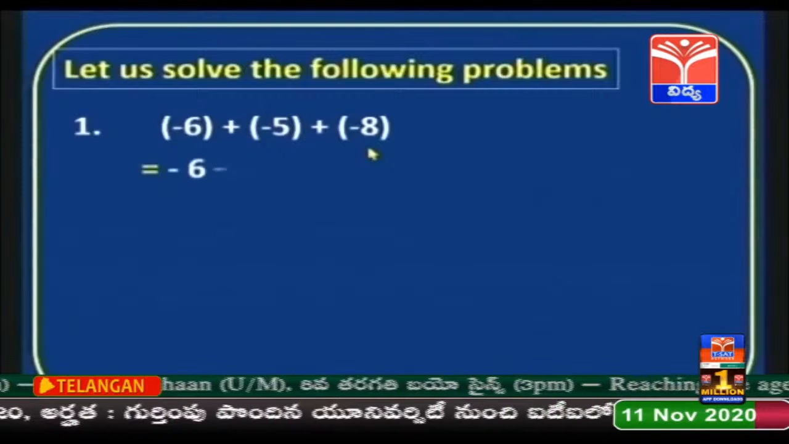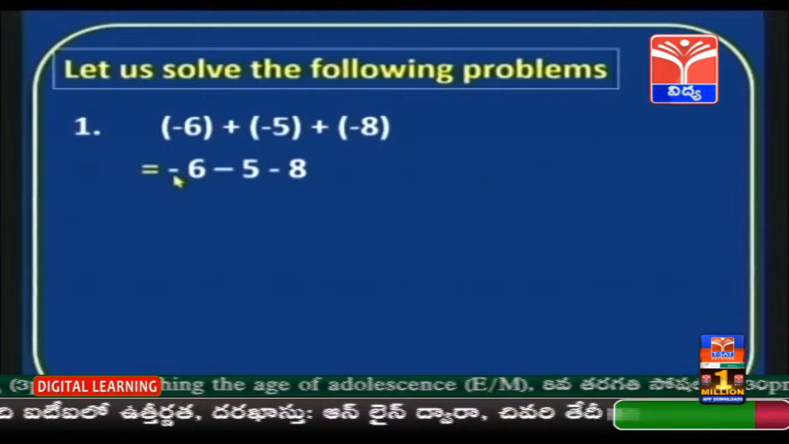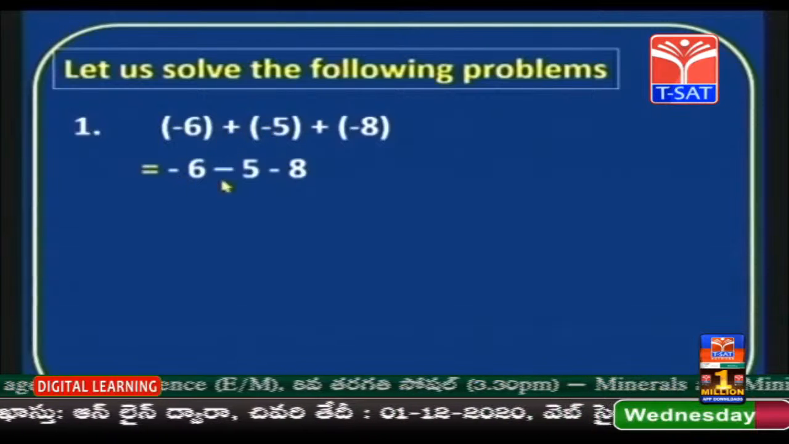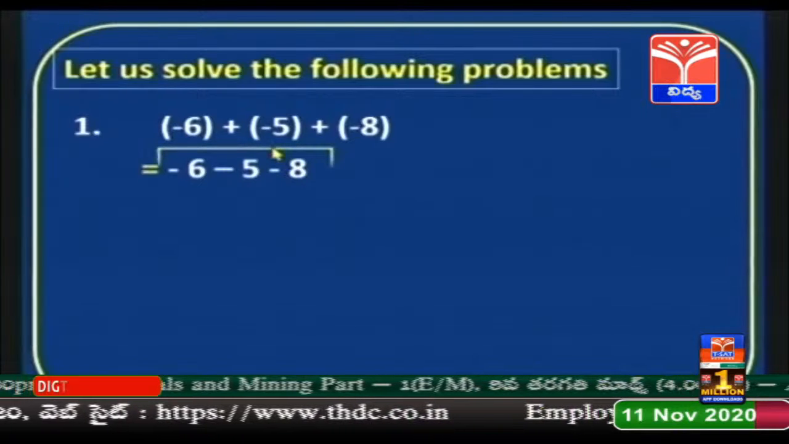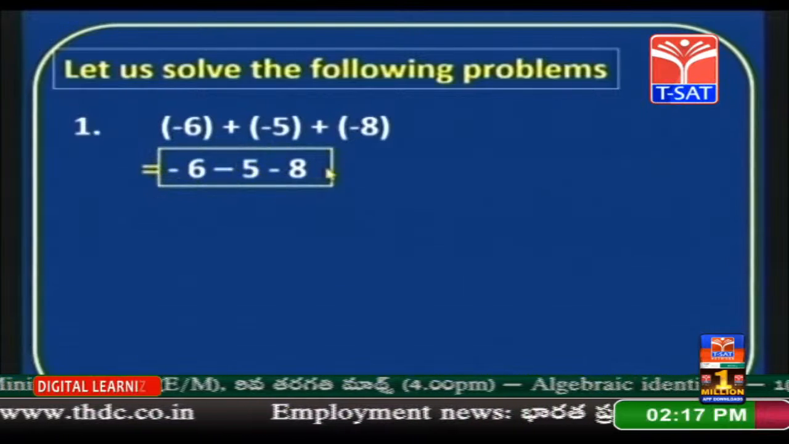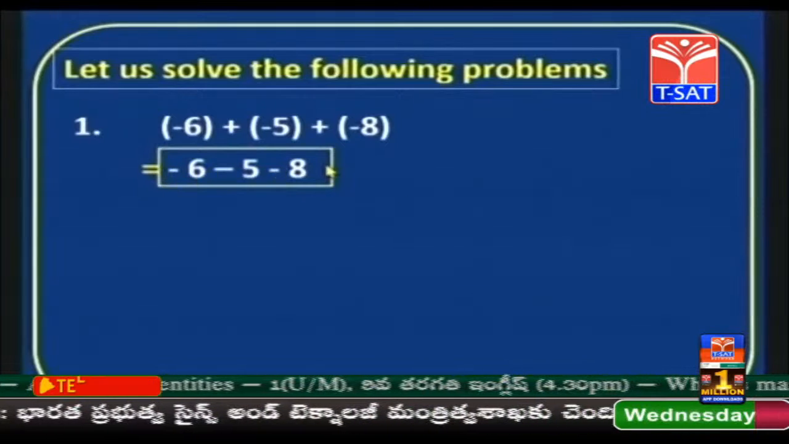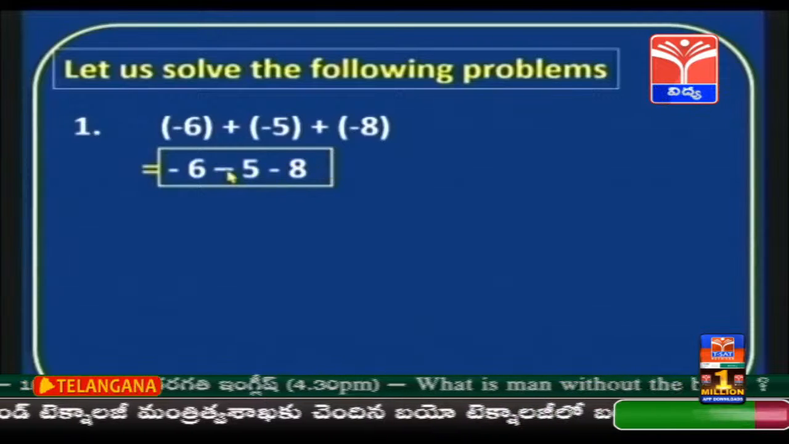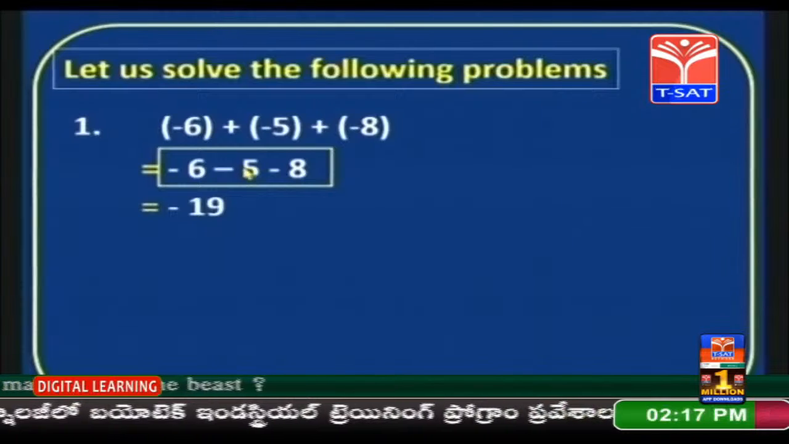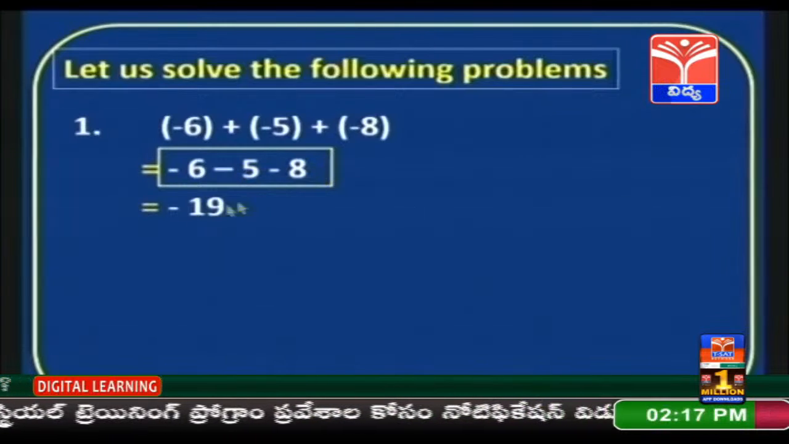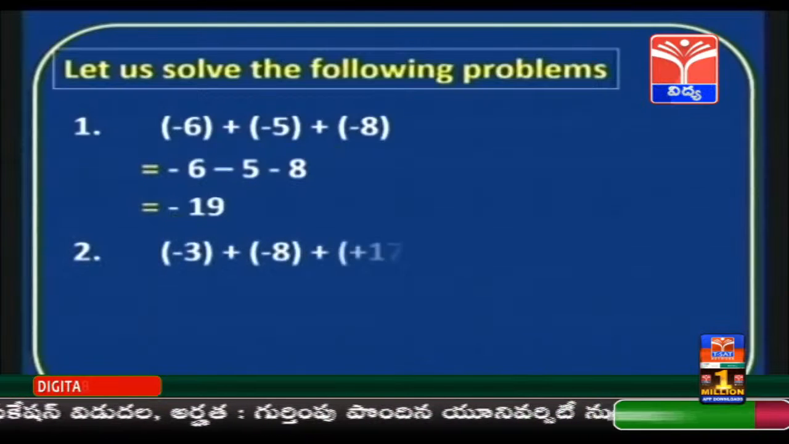Now I am opening the brackets. Here outside we have to take plus sign, plus into minus, minus, plus into minus, minus, plus into minus, minus. Children, what you are observing here? All the three integers are having same sign. When they have same sign, what we have to do? We have to add them and put the sign they have. So what I am getting here? 6 plus 5, 11, 11 plus 8, 19. Answer is minus 19.